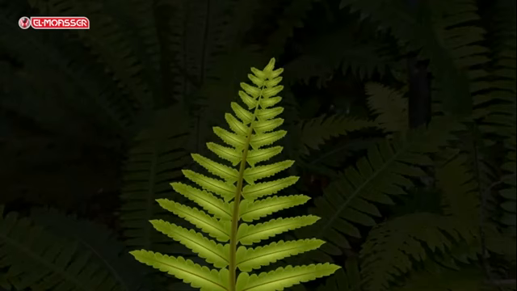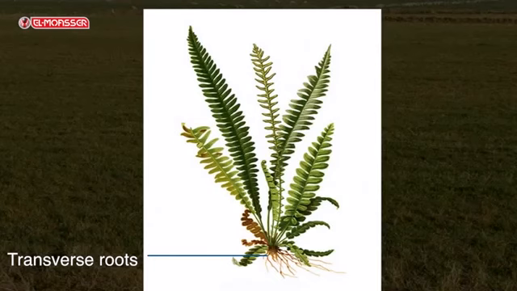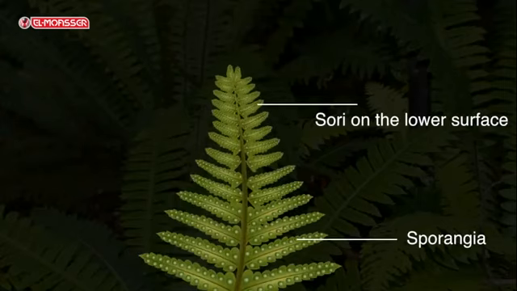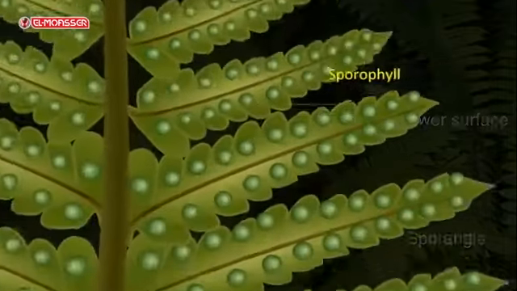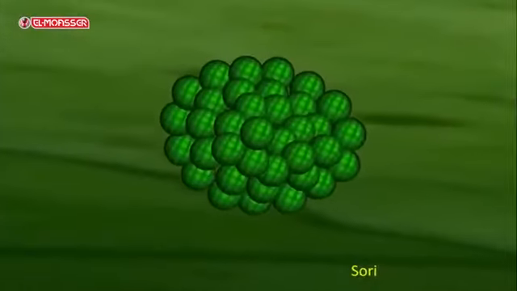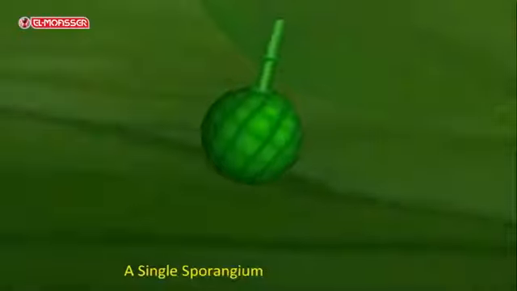The life cycle of polypodium starts with the sporophyte that is differentiated into transverse roots, subterranean stems called rhizomes, and green leaves. On the lower surface of its leaves there are groups of sporangia called sori. These sporangia contain numerous diploid spore cells, which are symbolized by 2N.